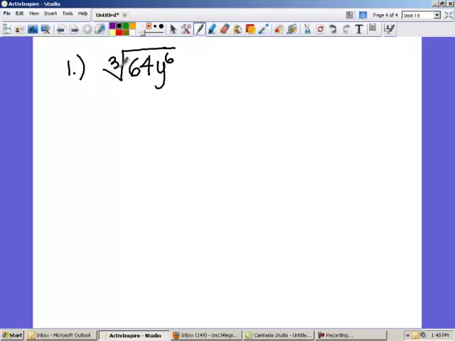So we can automatically do the cube root of 64 because that is a solid 4. But when we get to this 6 here, the easiest thing for you to do is take 6 and divide it by 3. And when you can get a whole number, you just pull it out of the cube root sign, and this would be it.